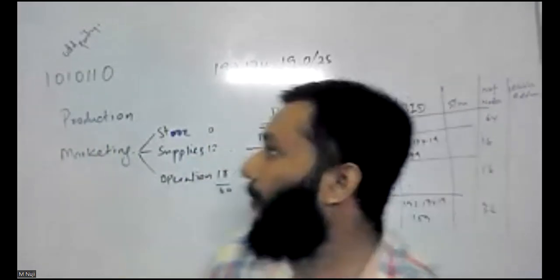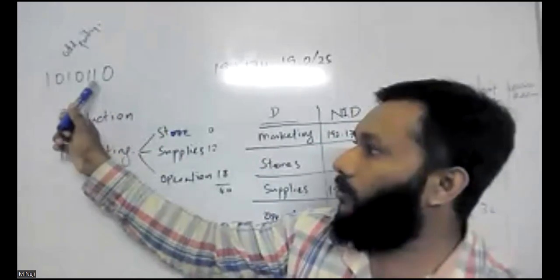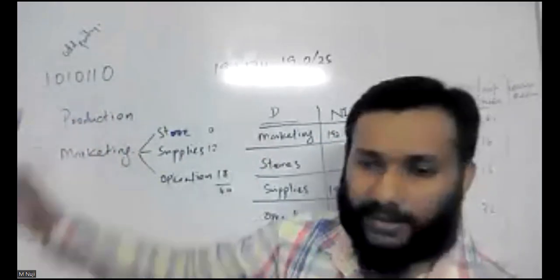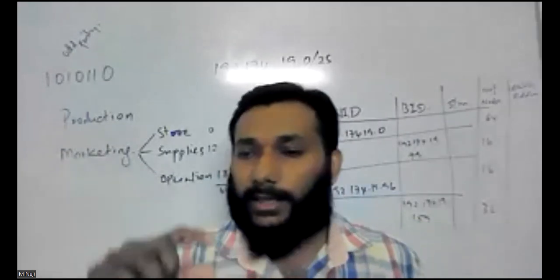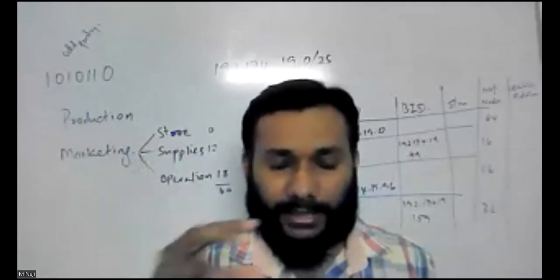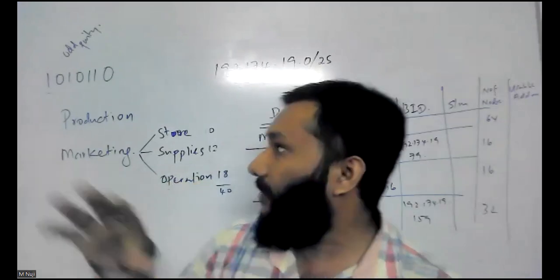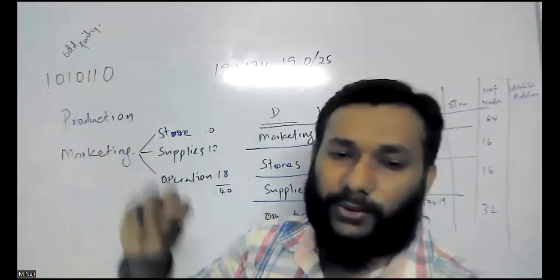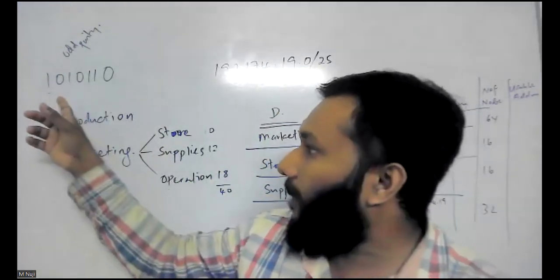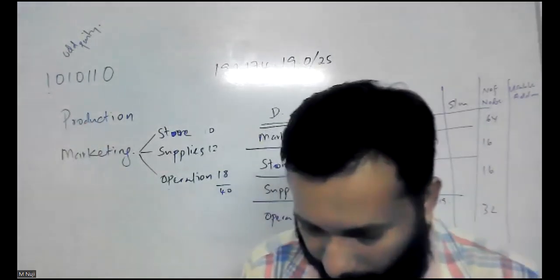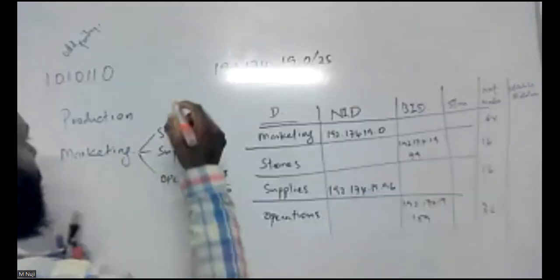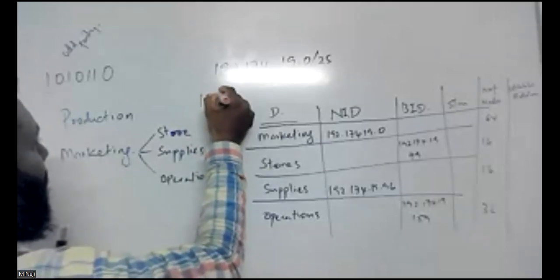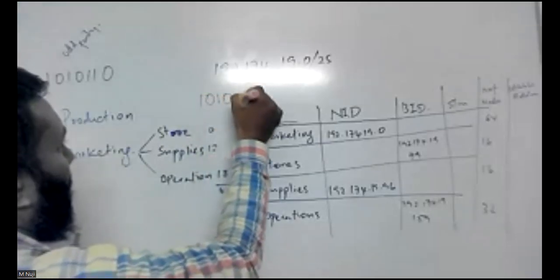1010110. So here how many digits are there? 1, 2, 3, 4, 5, 6, 7. Clear? 7 digits are there. They are asking how to perform the odd parity. Explain about the odd parity. Okay. So first of all, by using this one, you can apply the odd parity here. How many bits are there? 1, 0, 1, 0, 1, 1, 0.